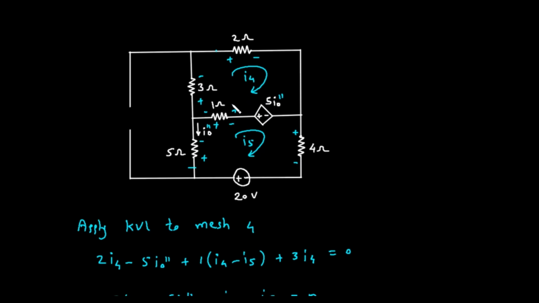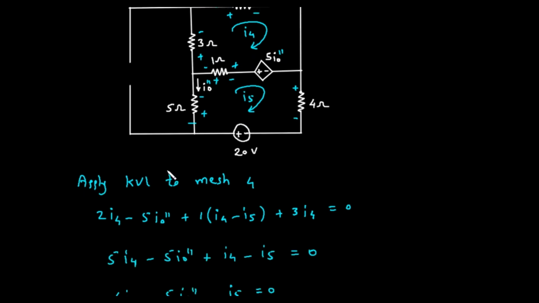Starting from the top left and moving clockwise. The voltage across the 2 ohm resistor is 2 times I sub 4. The voltage across the dependent source is negative 5 times I sub O double prime. The voltage across the 1 ohm resistor is 1 times I sub 4 minus I sub 5. The voltage across the 3 ohm resistor is 3 times I sub 4.